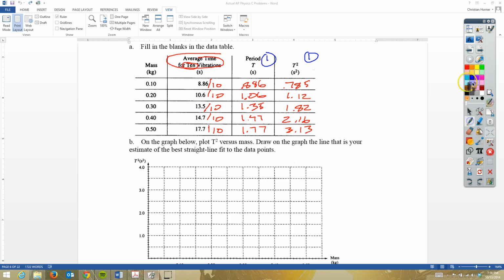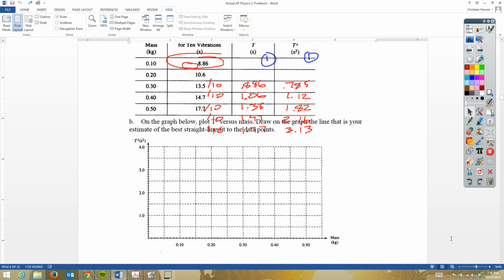Our next problem is they want us to plot T squared versus mass and then draw a line on the graph that is a best estimate of the best straight fit line to your data points. So in order to do this, we need to look at the points that we have. Let's move this graph down just a little bit. I know our data points are a little bit messed up, but that's okay.